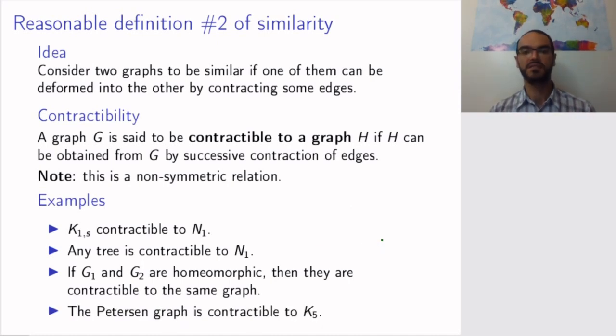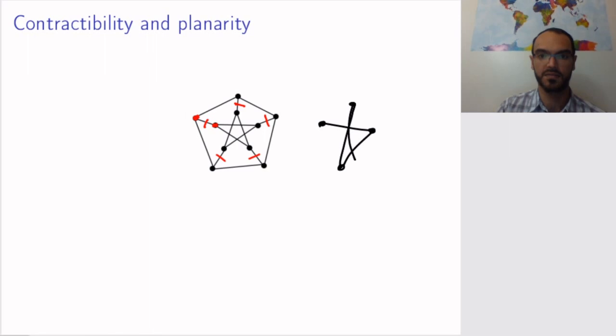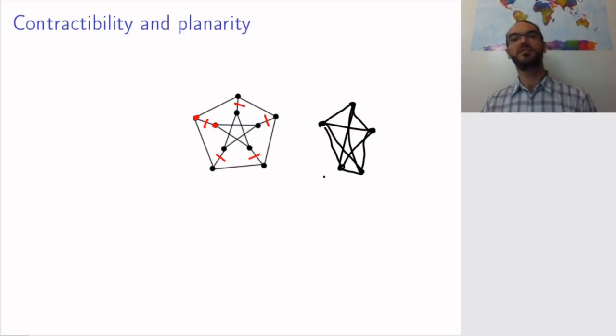The Petersen graph is contractible to K5. How does that look? This is the Petersen graph, and then you see if I contract my intermediate edges, I will basically glue together each vertex of the pentagon with the corresponding vertex of the pentagram. And then I will precisely get the K5 graph, which now I have very artistically drawn like that.